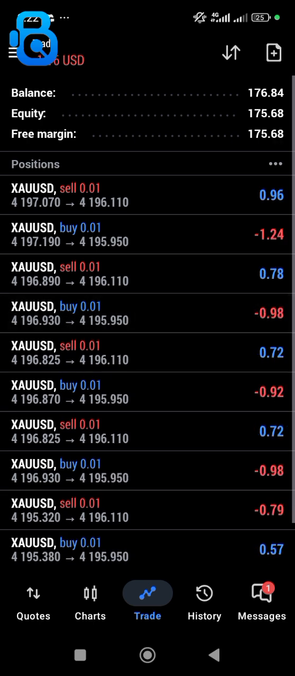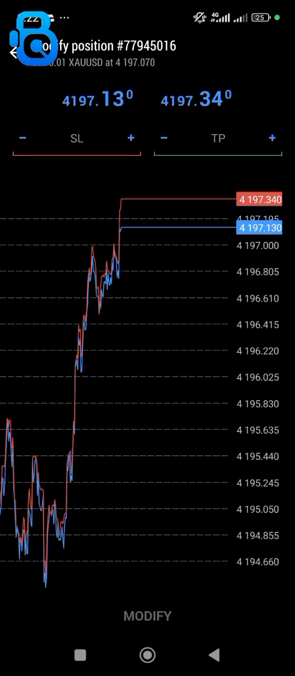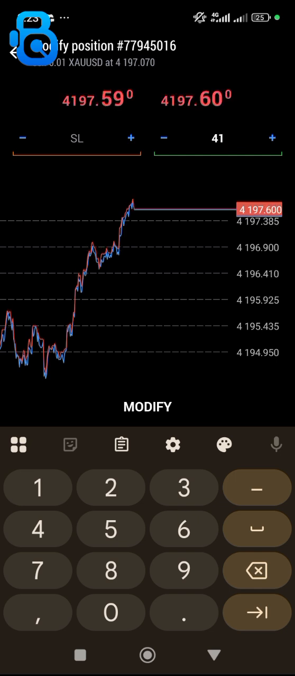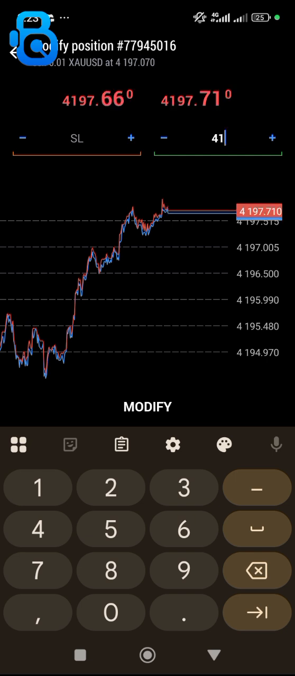I've just put my take profit for my buy. Now I want to put my take profit for my sell. For my sell, I'm going to subtract 10 from the entry price. I think this point is where the price was yesterday, before the breaking news. Whatever. So I'm going to have 4187.07.